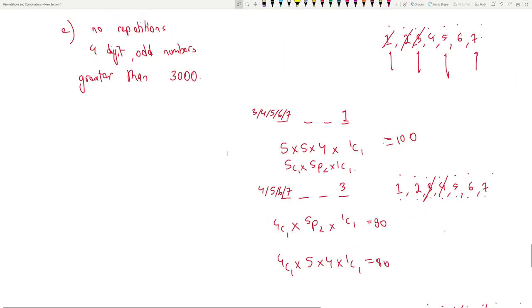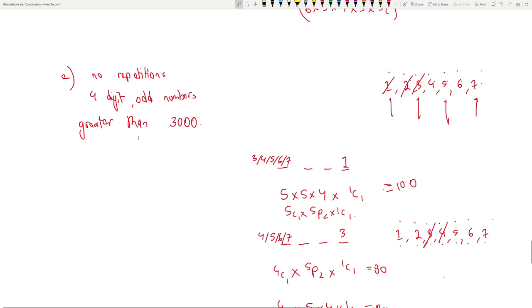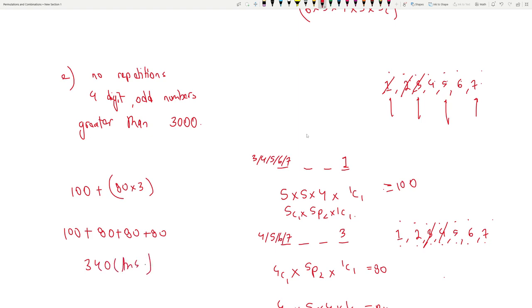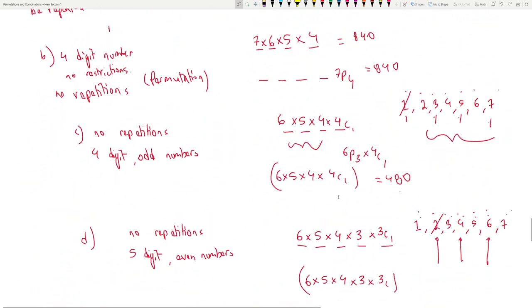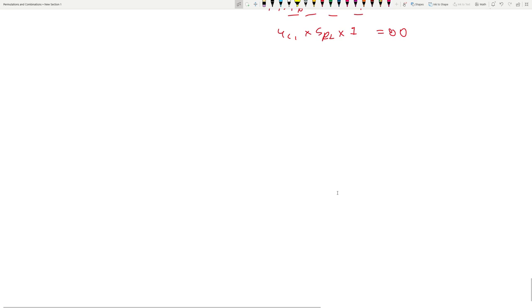So the final answer for all arrangements, for no repetitions, 4-digit numbers greater than 3000 is, you can either do 100 plus 80 times 3, or you can go for the individual route, 100 plus 80 plus 80 plus 80, which is 240 plus 100, 340 is your answer. So just take this in, see if you understand, and tell me if you have any other queries in the comments below. So yeah, we are mostly done with permutations. Now let's move on to combinations, shall we? So let's go. Combinations.